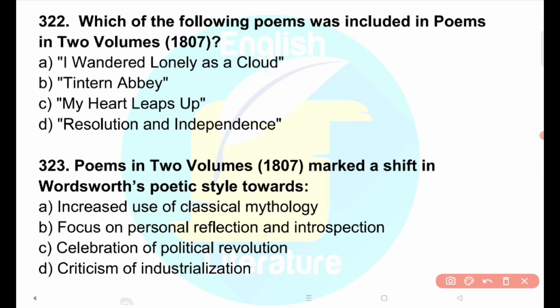Poems in Two Volumes, 1807, marked a shift in Wordsworth's poetic style towards option B, focus on personal reflection and introspection. This collection contains deeply personal poems reflecting on childhood, memory, and the passage of time, like Intimations of Immortality.